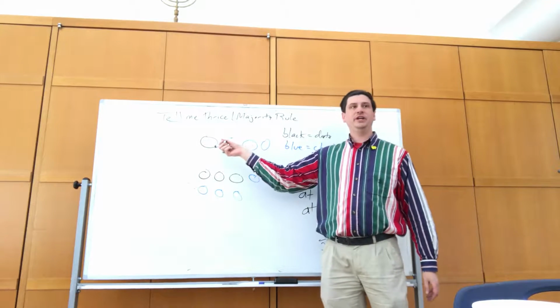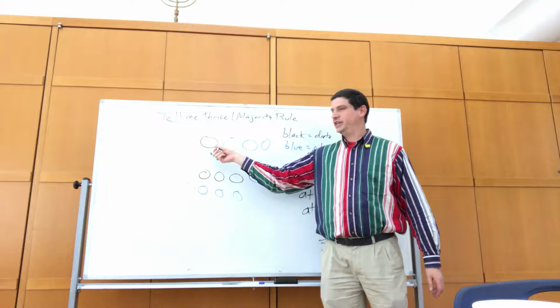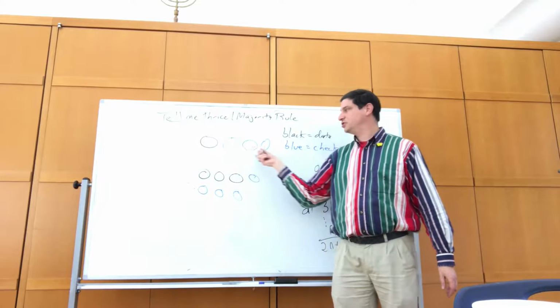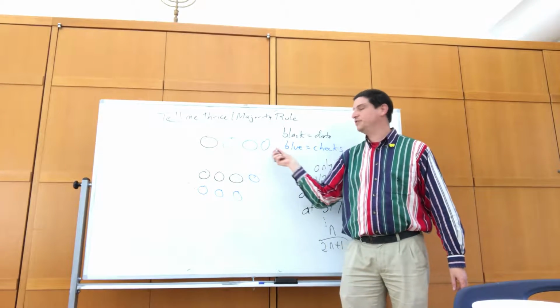So we were talking about when we did the tell me 3 times majority rule. If we write it as a straight line, if we want to generalize, we just keep going further and further and further.